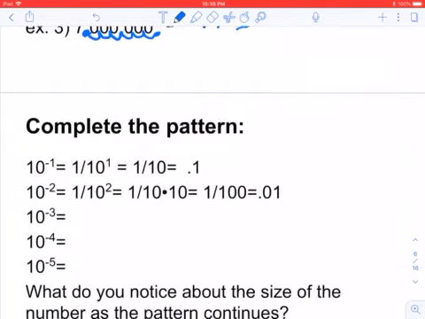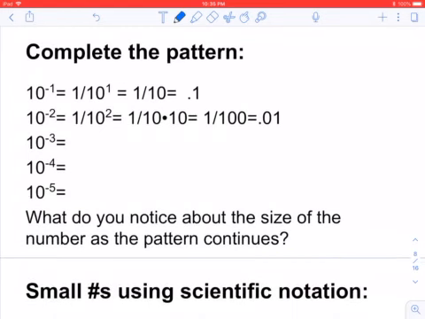Okay, let's look at going the other way. Let's look at getting smaller. So let's throw in 10 to the 0 here. If we have 10 to the 0, that's equal to 1. If you have 10 to the negative 1, that's the same as 1 over 10 to the first, or 1 over 10, which is 0.1, or 1/10.